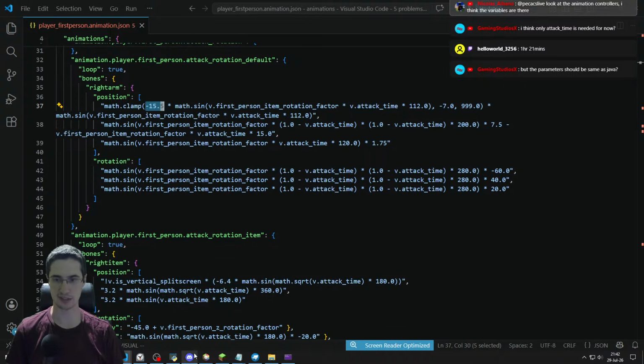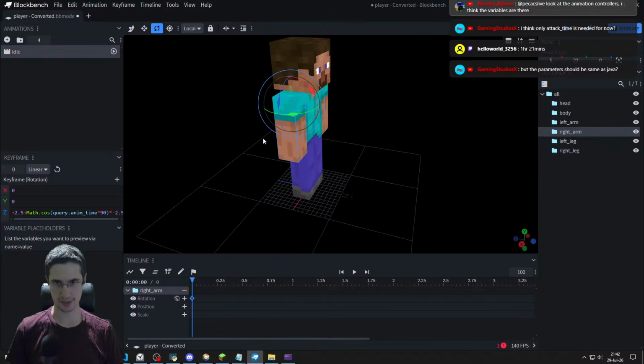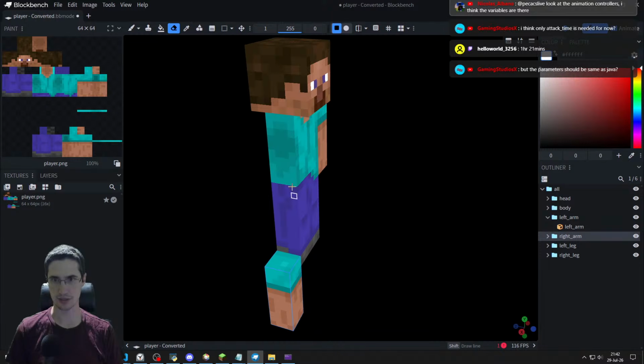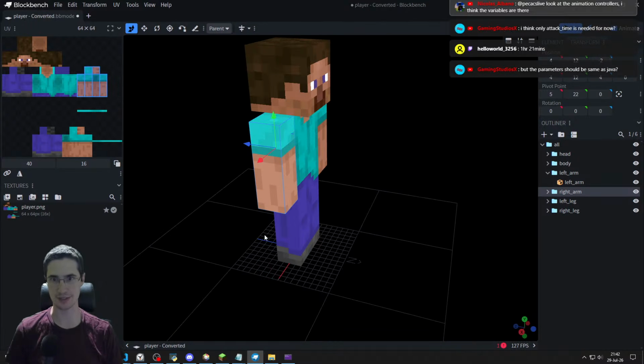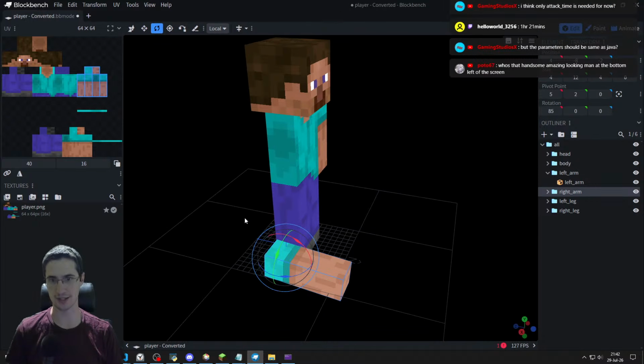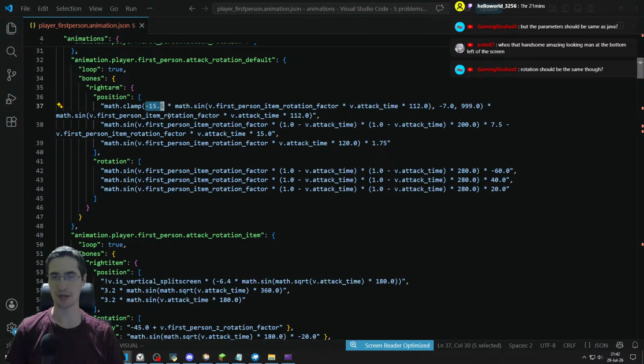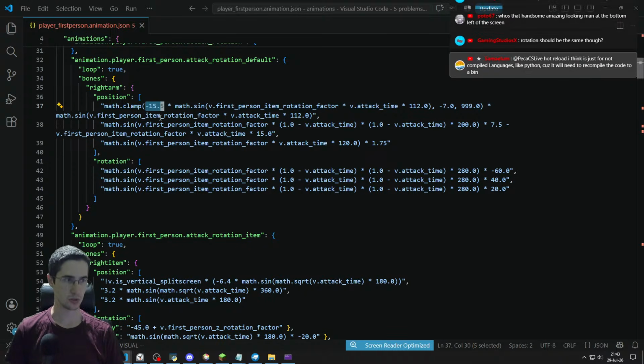I just created the right hand randomly in Blockbench. I took this right hand, moved it to the bottom, and rotated it. I doubt Minecraft did the exact same things I did, chat. That's why I doubt these parameters will work for my game. Also, I'm not sure they do it the same way as we do it with the two cameras. Rotation should be the same. I'm not sure.